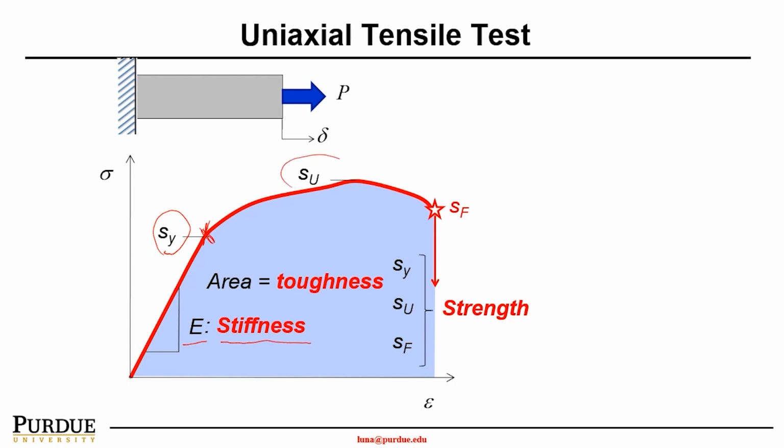And this is the ultimate stress of the material, or ultimate strain of the material, how strong the material is when it becomes a failure. And this is a fracture, which we will talk about in the next class. Fracture means the material will break into multiple pieces. So this is the strength of the material before it fails. The area under this curve is called the toughness. It describes how tough the material is.